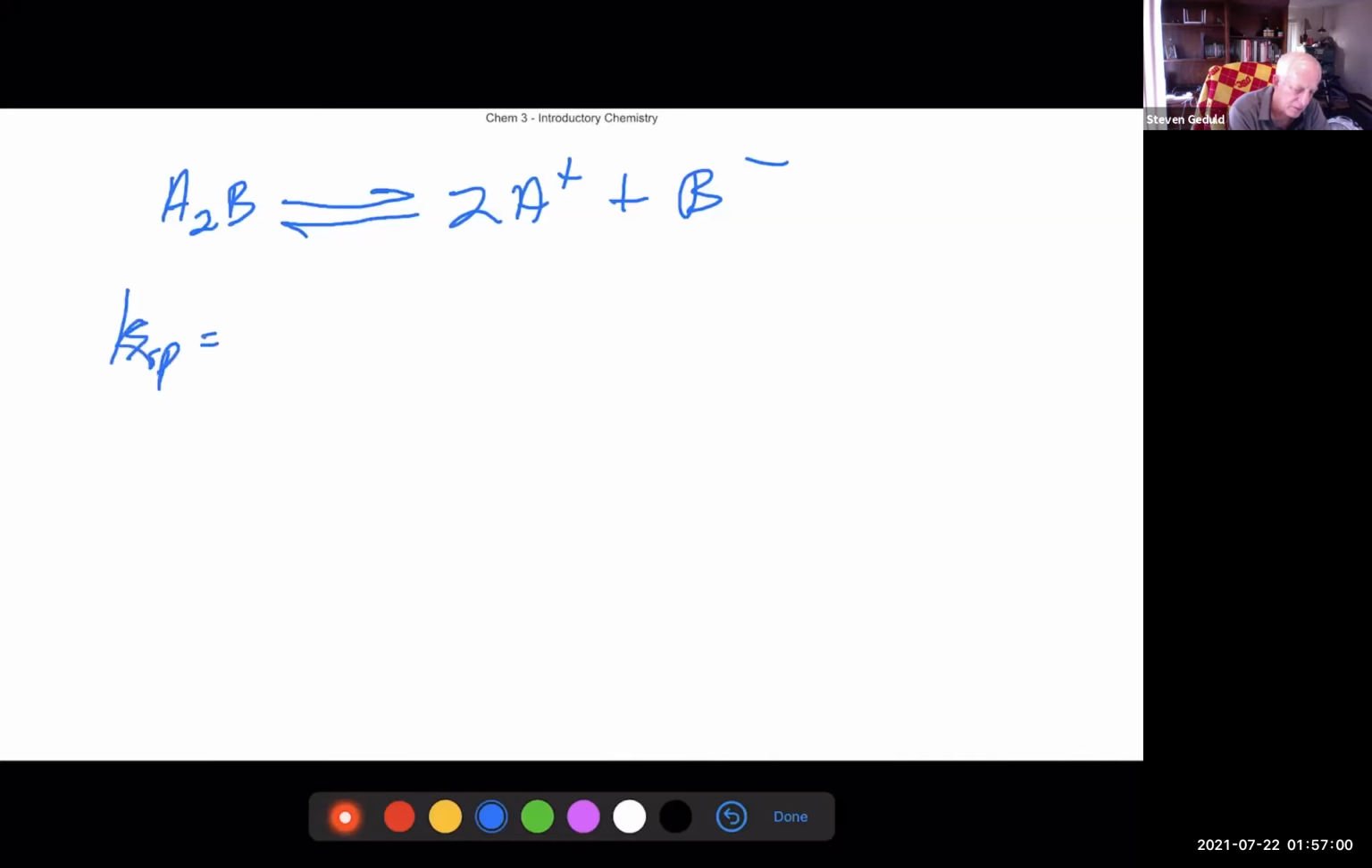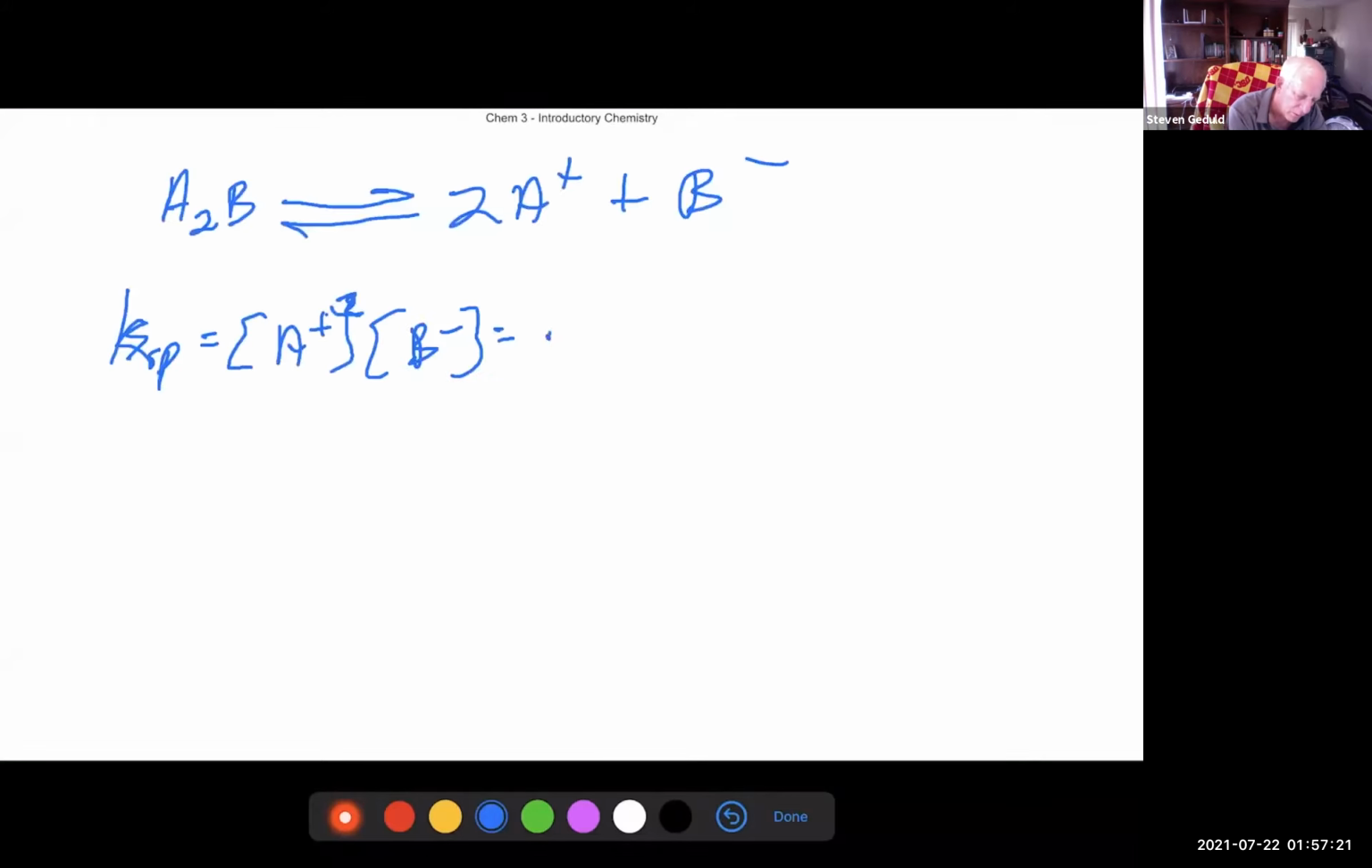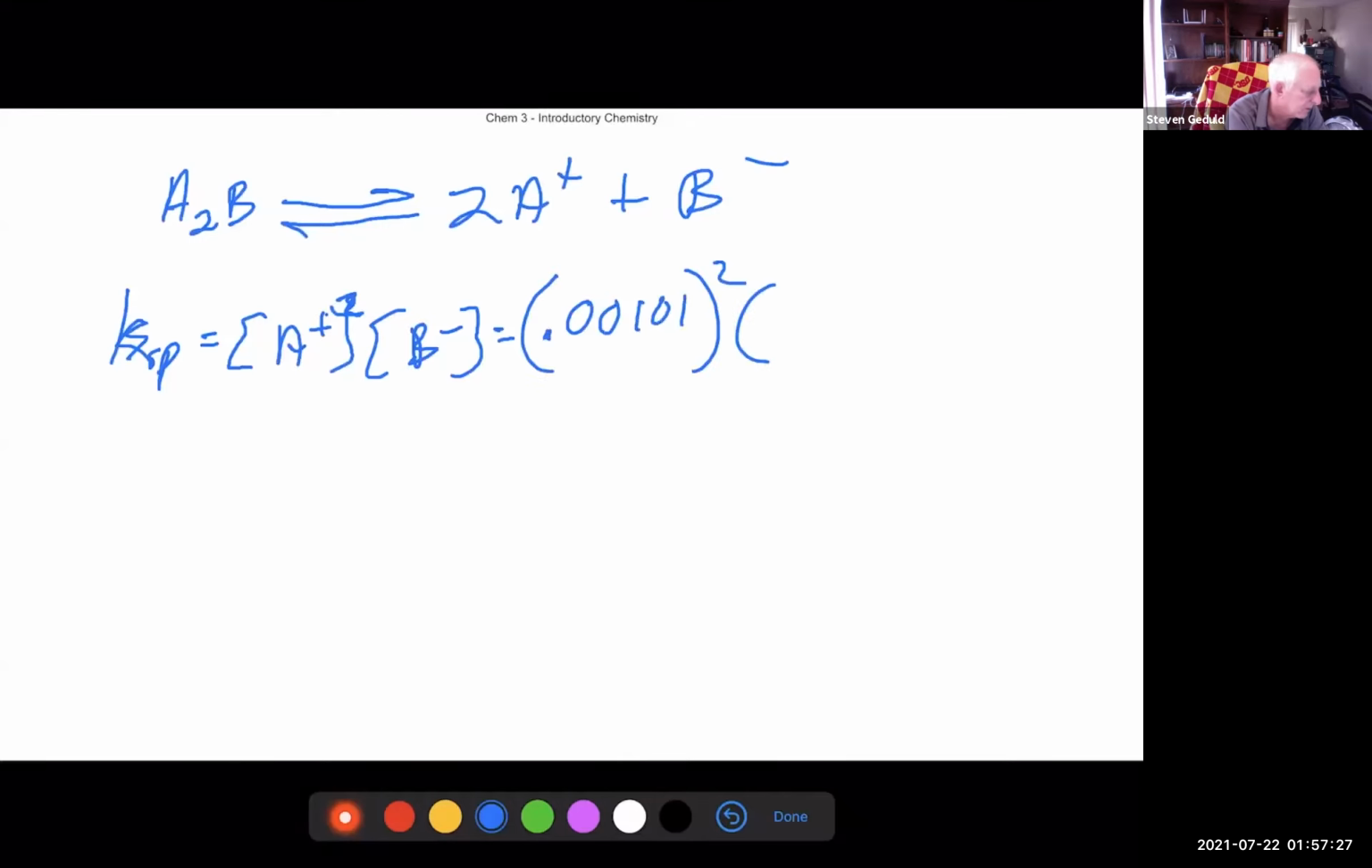So you want to calculate the solubility product, Ksp, which is equal to your A cation squared times your B anion. And it says the concentration of A is 0.00101, and that's squared, times B, which is 0.000505. Okay, do the math.